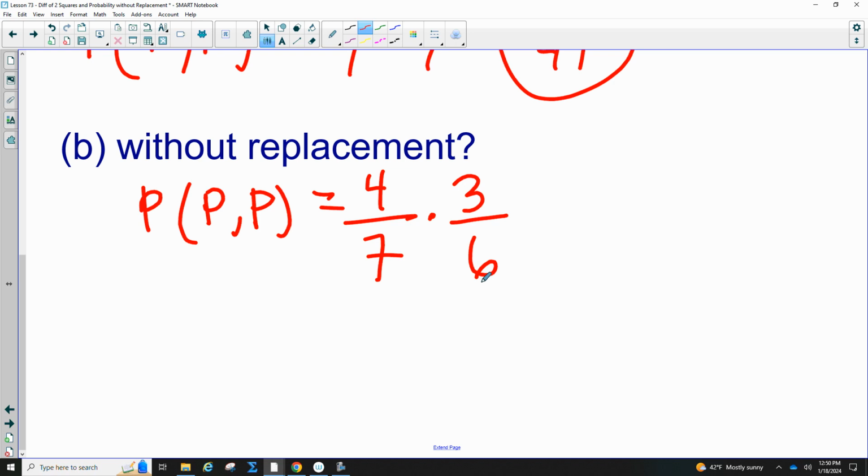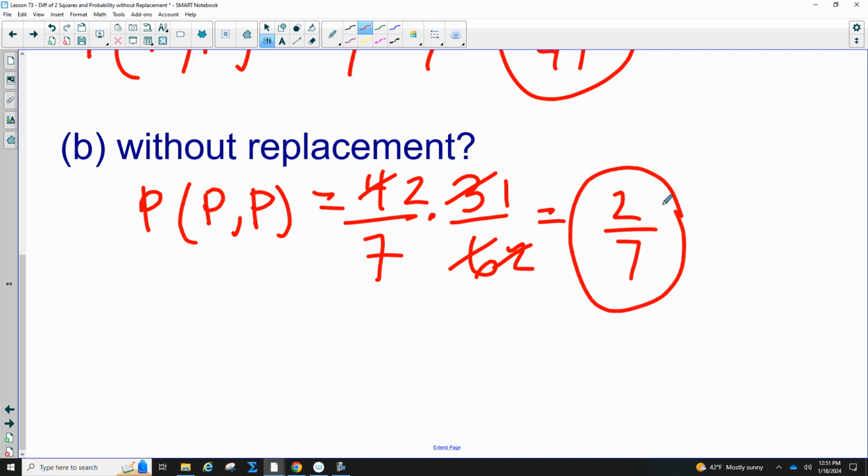All right, now multiply top to top, bottom to bottom, or actually let's cross cancel here. 3 goes into 3 once, 3 goes into 6 twice, and also we could cross cancel here. 2 goes into 4 twice, so then I have 2 times 1 is 2, and 7 times 1 is 7, and we get 2 sevenths, okay?